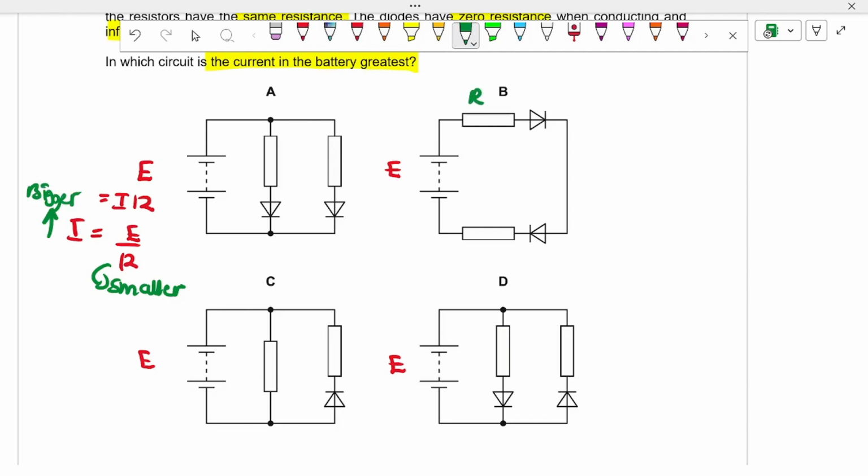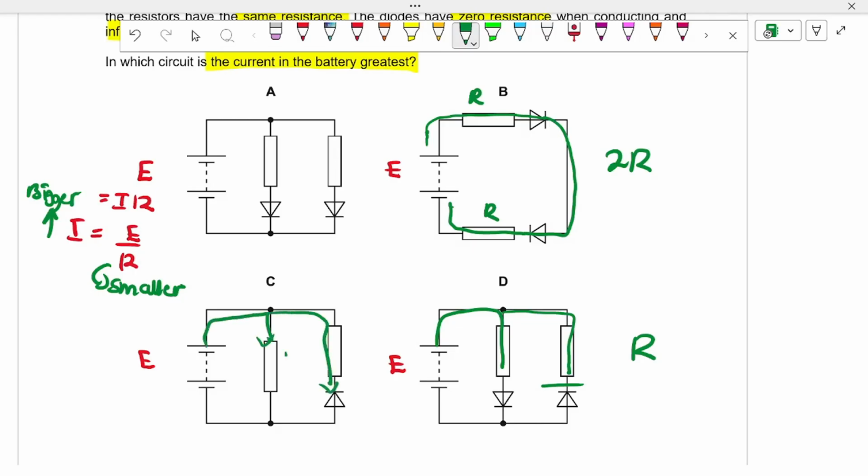That's it. So if this is R and this is R, the current moves like that. It allows it, I arrive here. So R plus R, my total resistance will be 2R. If I go here, R allows it. I'm blocked. So the only resistance present is R. If I go here, it allows it. If I go here, I'm blocked. So the only resistance here is R.